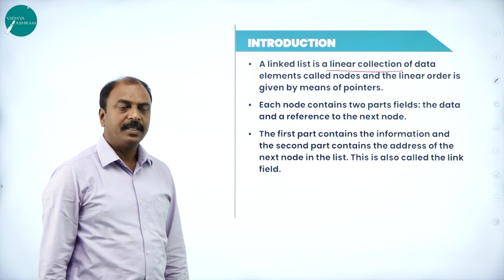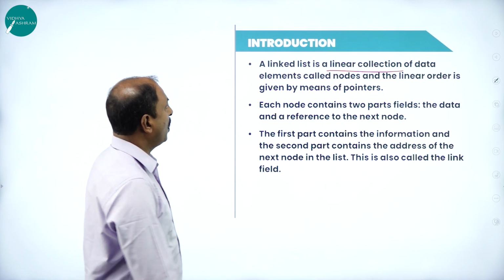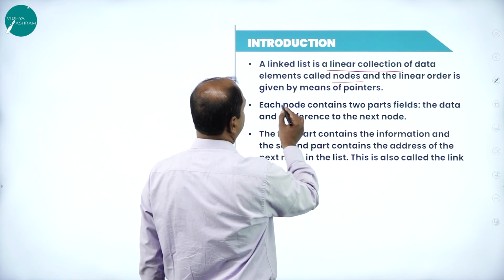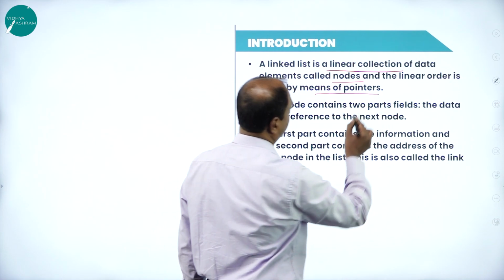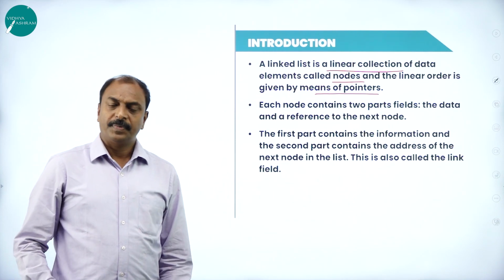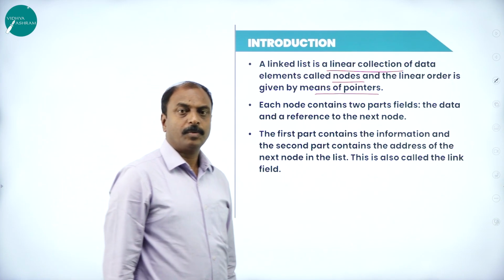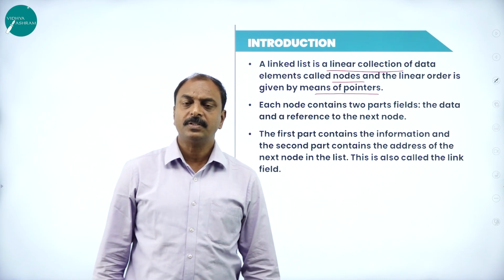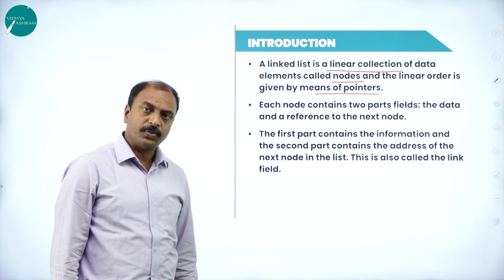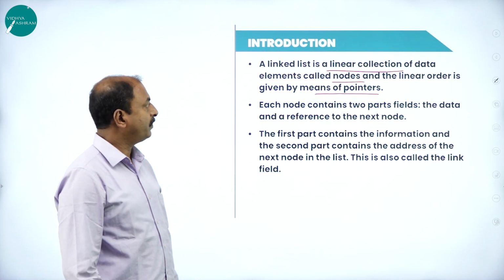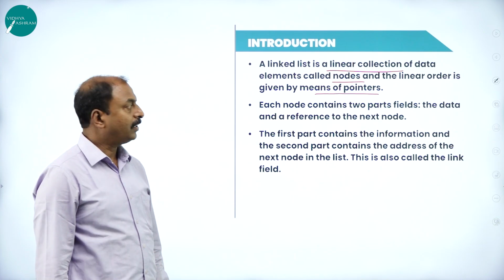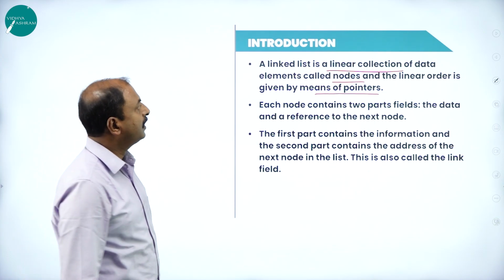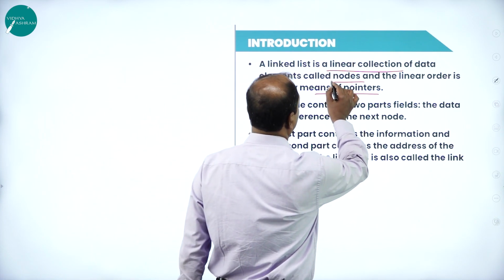Linked list is a linear data structure of data elements called nodes, and the linear order is given by means of pointers. And here in the previous example, when we talk about stacks and queue, we use the word elements. Because we are implementing stack and queue through arrays, we use the word array elements or data elements. But here, with respect to linked list, we use the word called nodes.